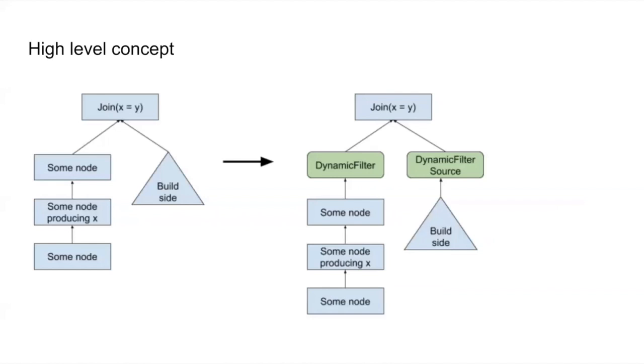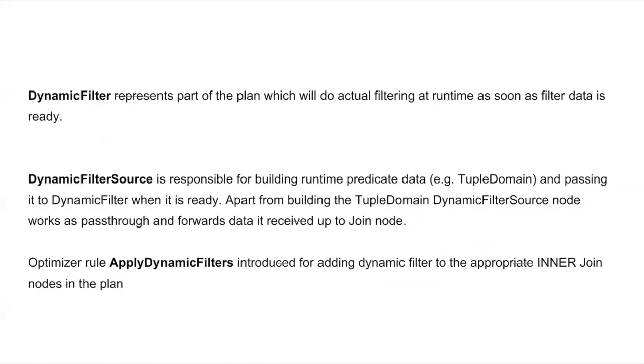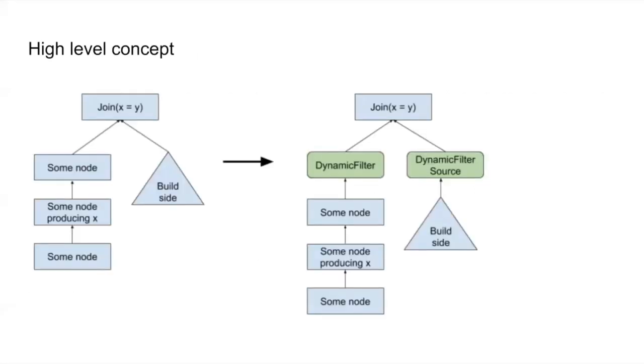So dynamic filter here basically represents a part of the plan which is going to do actual filtering at runtime as soon as the data is ready. The dynamic filter source is responsible for building predicate data at runtime. At runtime, this dynamic filter source is a pass-through which takes care of building predicates, and it forwards the data that it has built up so far to the next node. On the probe side, the dynamic filter is also a pass-through, and it will get used only when the dynamic filter from the source has been completed and it's ready to be utilized on the probe side.